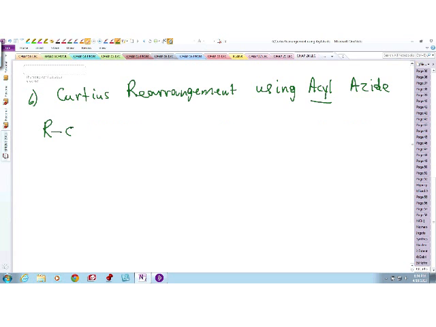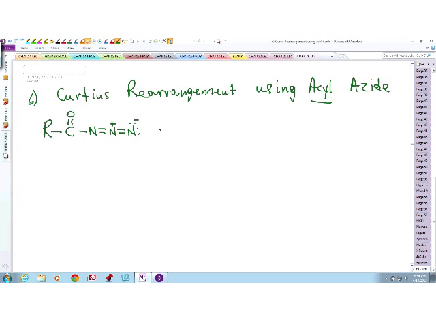Okay, so you have this. This is your acyl group, right? And then you have your azide. Like I say, you don't have to write the azide in this form. You could simply just write N3. That is fine. Okay. So you have your acyl azide.